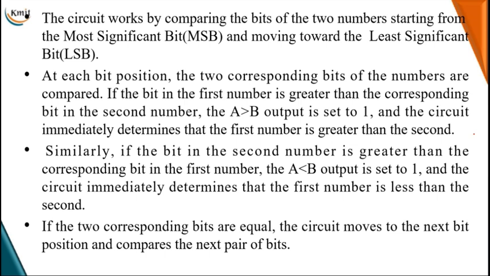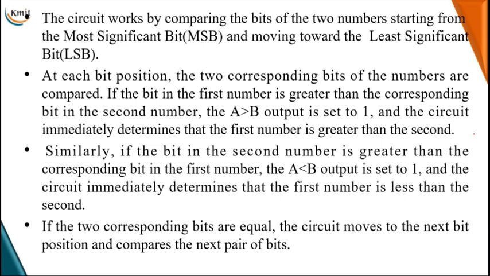Then the a greater than b output is set to 1, and the circuit immediately determines that the first number is greater than the second number. Similarly, if the bit of the second number is greater than the corresponding bit in the first number, then the a less than b output is set to 1. The circuit immediately determines the first number is less than the second number.